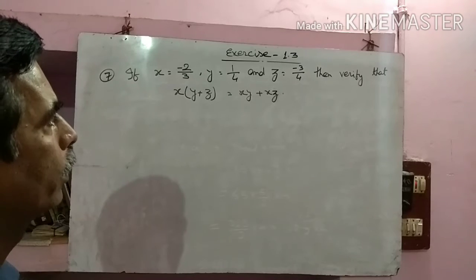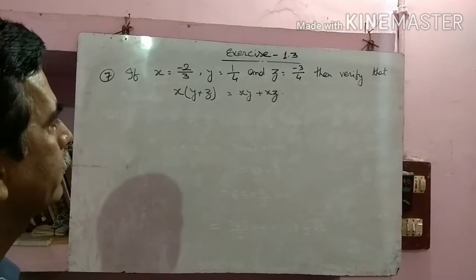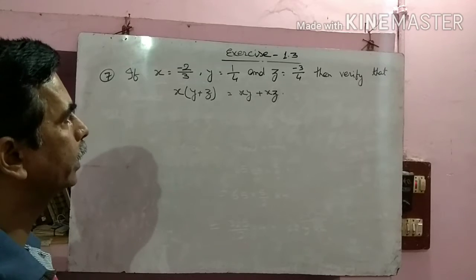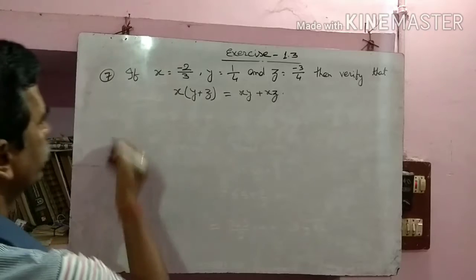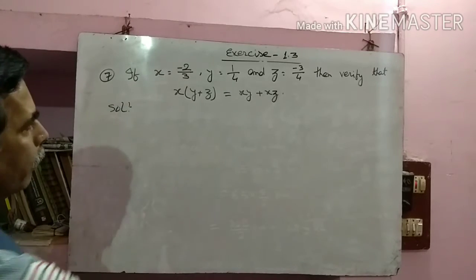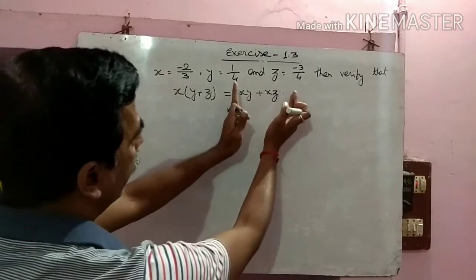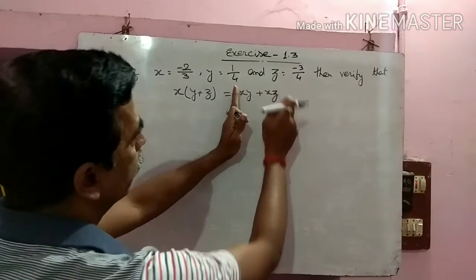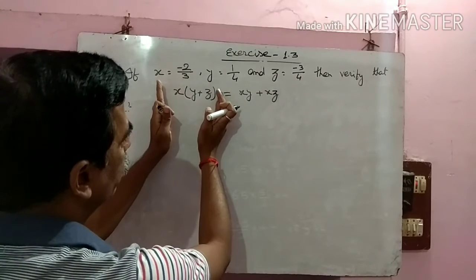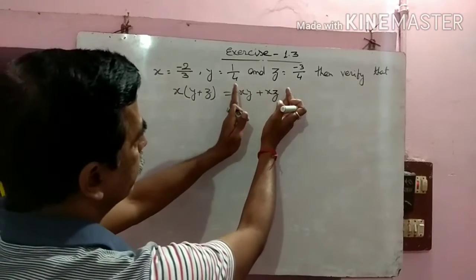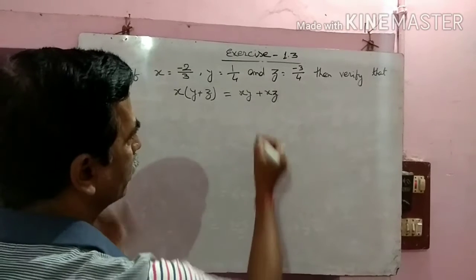y is equal to 1 by 4 and z is equal to minus 3 by 4, then verify that x in bracket y plus z is equal to xy plus xz. In case of solving this type of question, take this part as LHS, meaning left hand side, and this part as the right hand side. Whatever is written on the left side of the equal sign represents LHS, and whatever is written on the right side of equal to is taken as RHS.